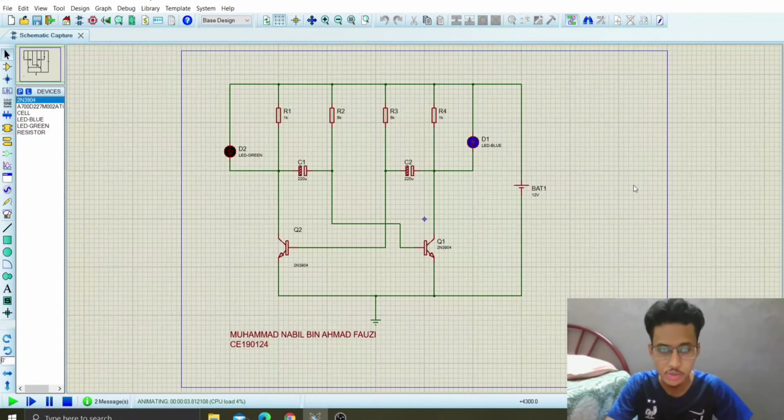As you can see here, both the green LED and the blue LED are blinking faster. The D2 sometimes stays off and then blinks, while the blue LED is always blinking with the blue color.